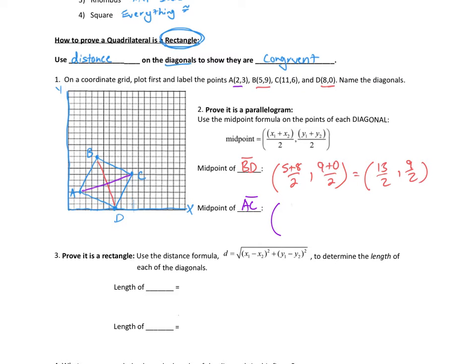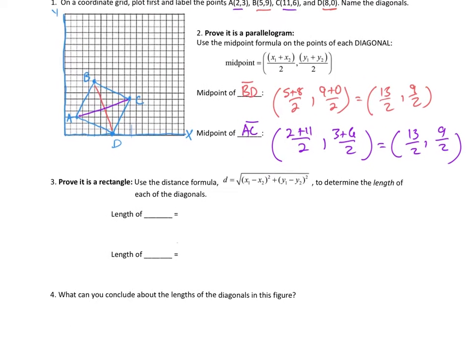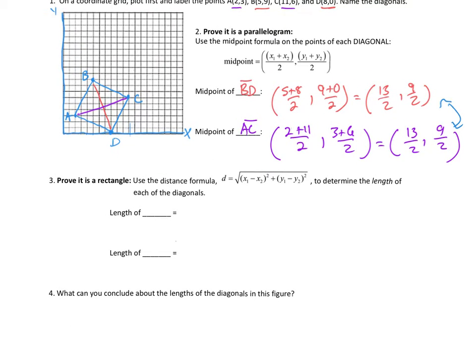AC is up here, 2, 3 and 11, 6. So 2 plus 11 divided by 2 and 3 plus 6 divided by 2. This gives me 13 halves and 9 halves. They both match, so they have to be parallelograms since both of these match.